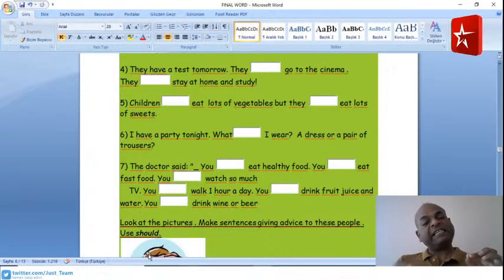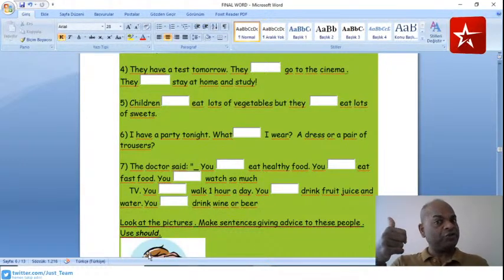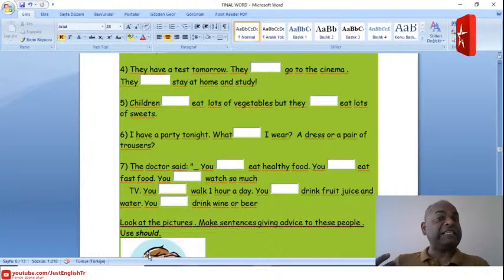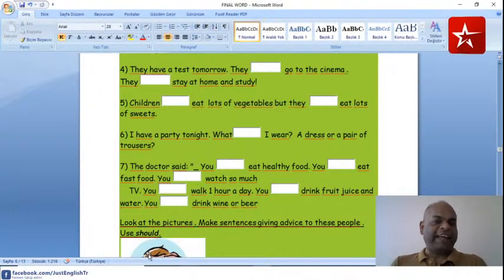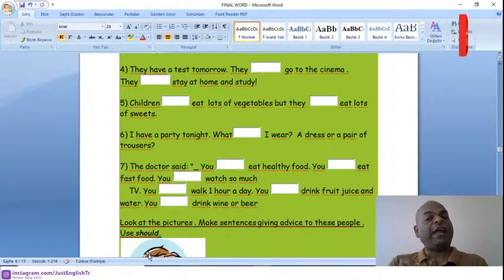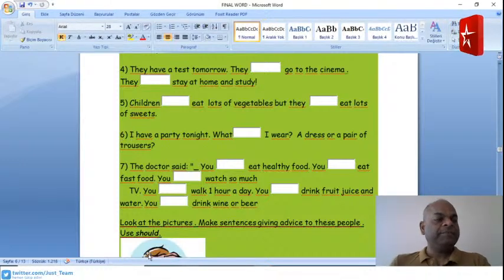They have a test tomorrow. Remember, it's the future. They dash go to the cinema. And the second part says they dash stay at home and study, right? So guys, I need your answer. Number 4. Can you write down on the message number 4? I need your answer number 4.